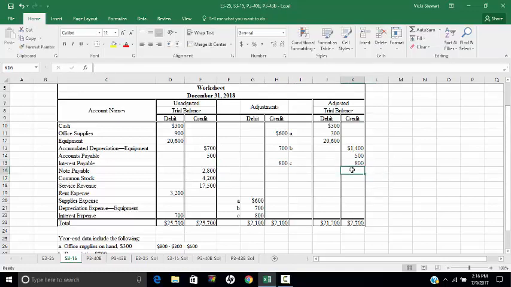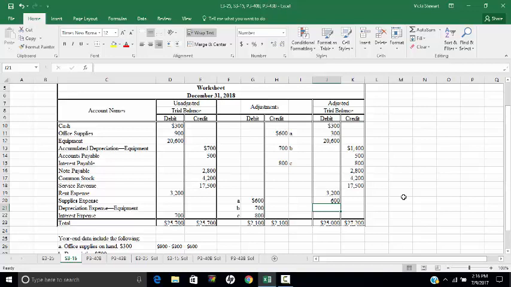Our note payable did not have any adjustment, so we're going to bring that credit balance directly over. The common stock will be the same way. Service revenue would not have been updated, so it will also remain the same. Rent expense did not have an adjustment, so it will be the same. And then we'll have to now update supplies expense. Notice supplies expense did not have a balance, so since we made a $600 adjusting entry in the debit column, it will now have a $600 balance.